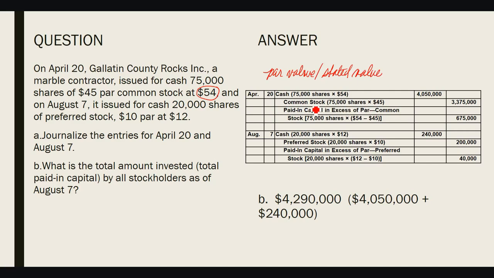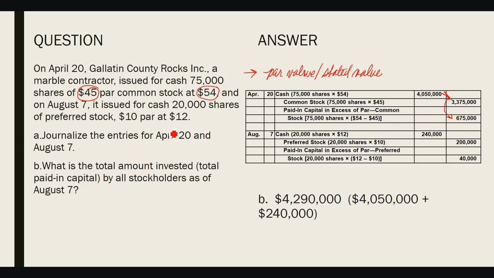No. Remember that common stock must be listed at its par value or its stated value. In this case, the common stock's par value is $45. So those same 75,000 shares must be multiplied by their par value, and that's what we recorded as $3,375,000. So the difference between the two goes down here into our PIC account. I call it PIC. Paid in capital in excess of par common stock. And so that's where the excess above par value is recorded and stored.